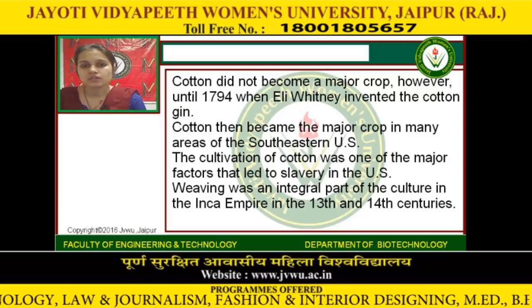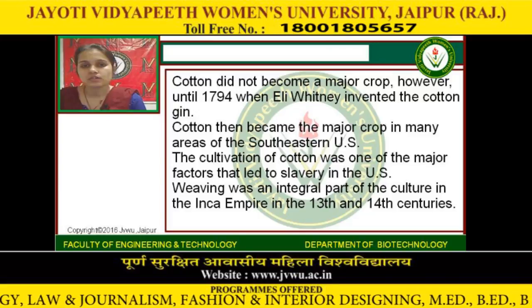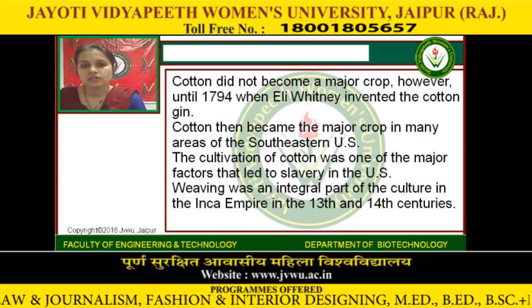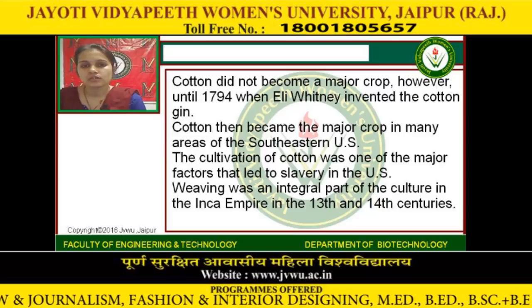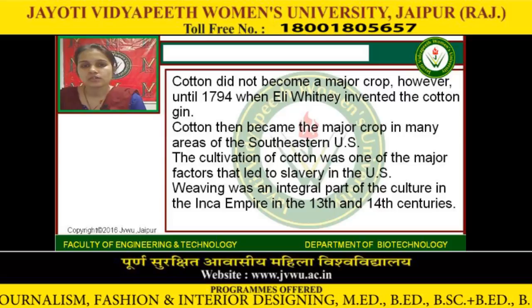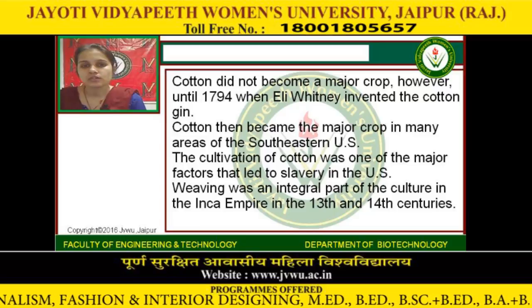Cotton did not become a major crop, however, until 1794 when E. Whitney invented the cotton gin. Cotton then became the major crop in many areas of the southeastern US. The cultivation of cotton was one of the major factors that led to slavery in the US.